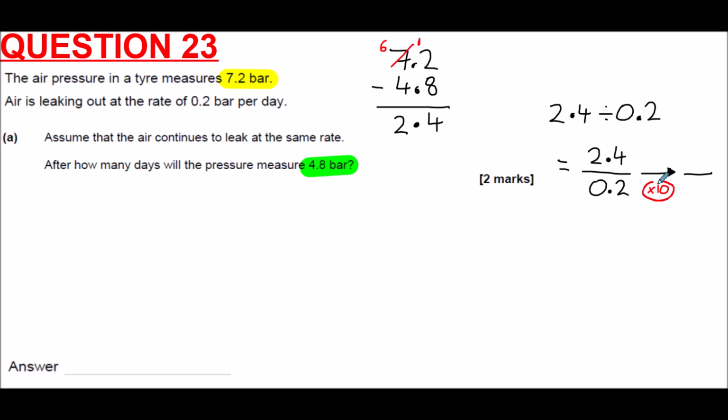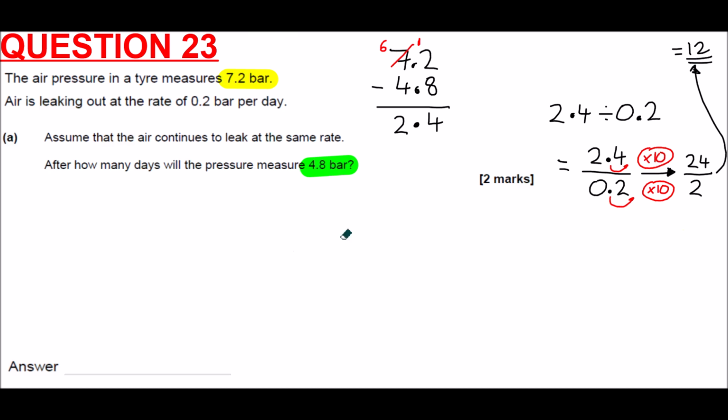If you don't like dealing with decimals, just bear with me a second. If this way isn't for you, I'll show you a second method in a couple of minutes, so stick with it. Anyway, 0.2 times 10. If we times the number by 10, the decimal moves one place to the right. So 0.2 will become 2, and 2.4 becomes 24. And then 24 divided by 2 equals 12. So we get 12 days.